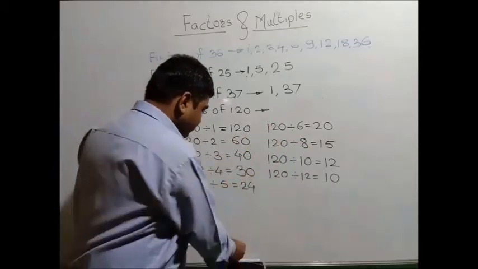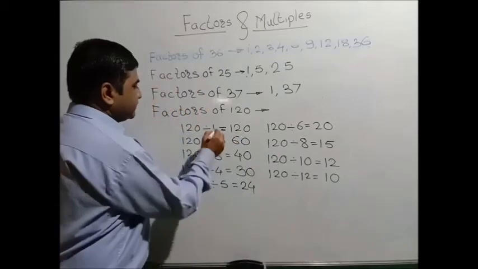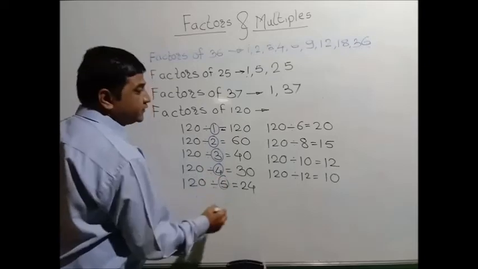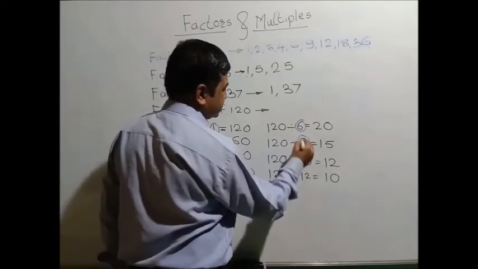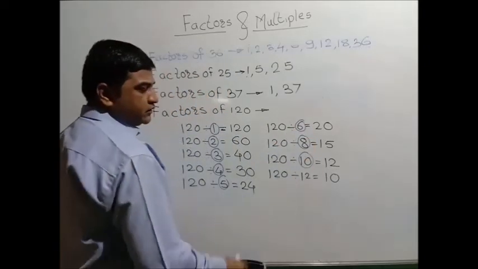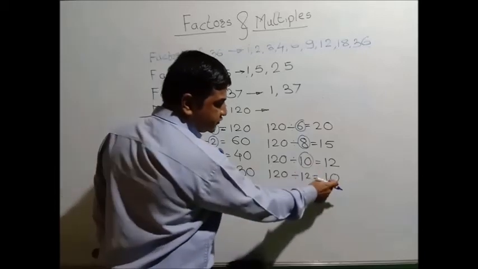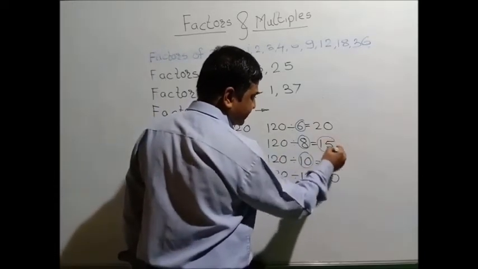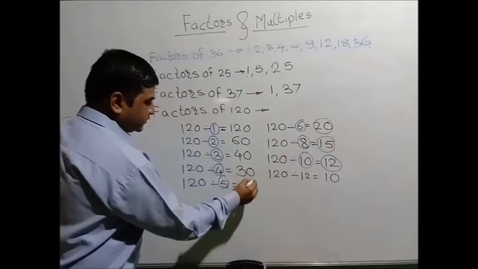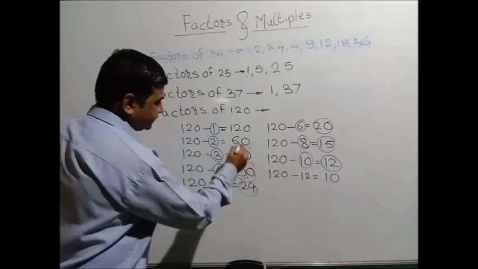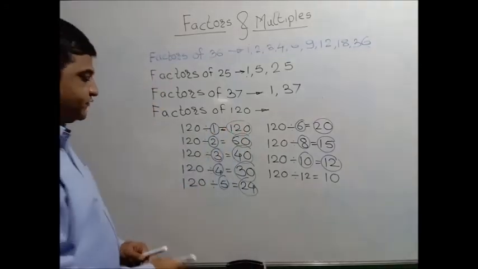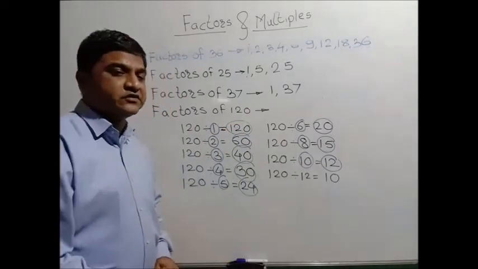Which are those? Let us circle them. We have perfect divisors as 1, 2, 3, 4 and 5, 6, 8, 10. Now we can see that 10 is also here. So we can go for 12, 15, 20, 24, 30, 40, 60 and 120. So all these are the perfect divisors, or the factors, of 120.